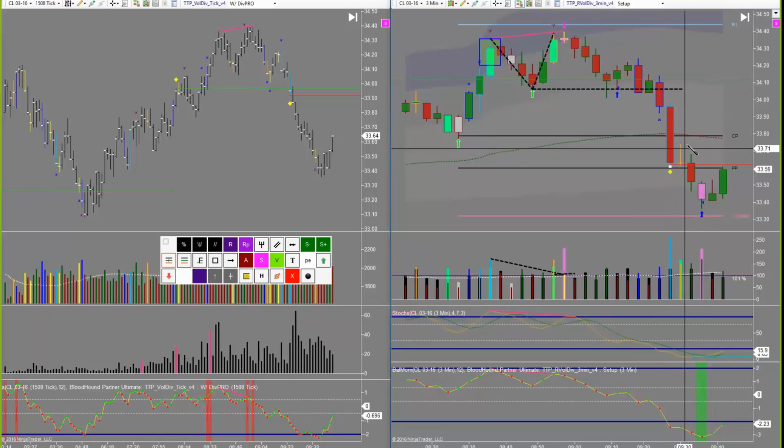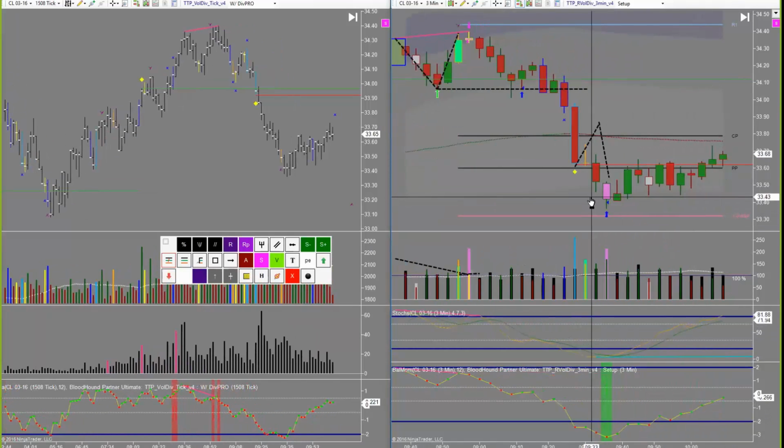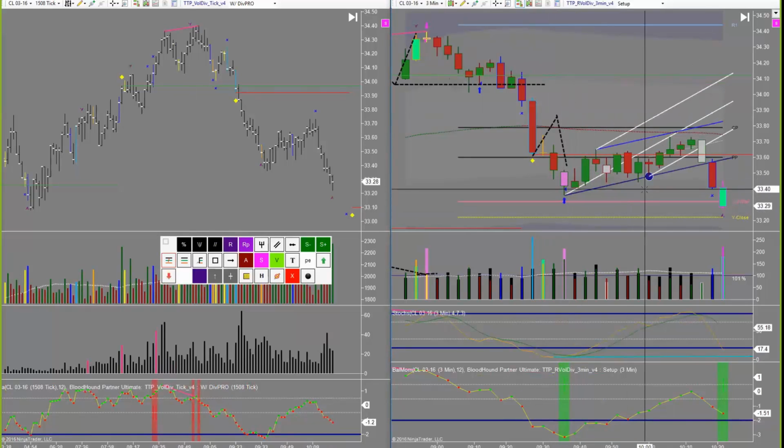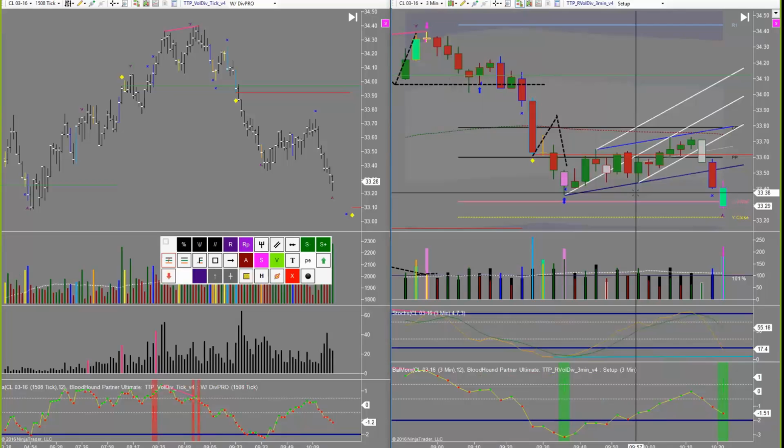Typically what I like to see is a pullback. I want to see it pull back and then come down and test that low. But here we've got a very wide-ranging bar, a very obvious selling climax, slight pullback, and then it comes down, and what do we see? We see major support coming into the market there. And then it turns back up, and it turns back up on a very obvious ABC correction.